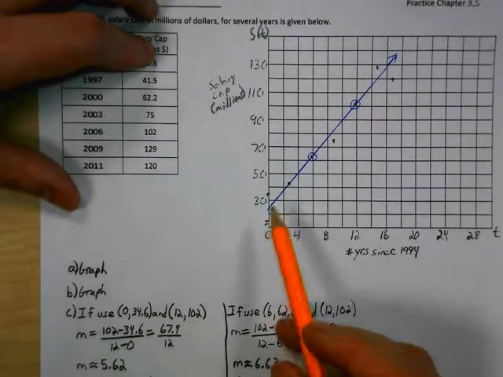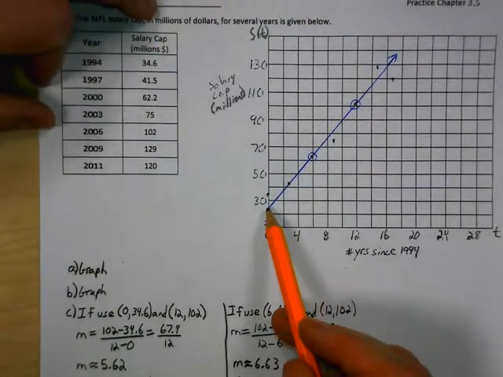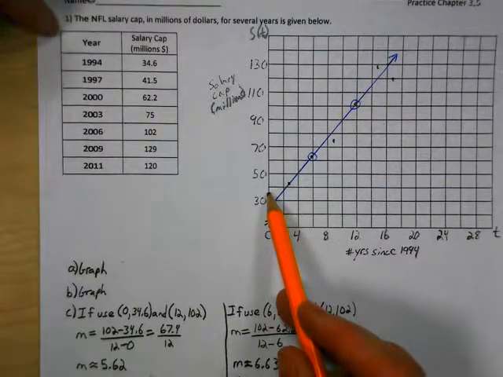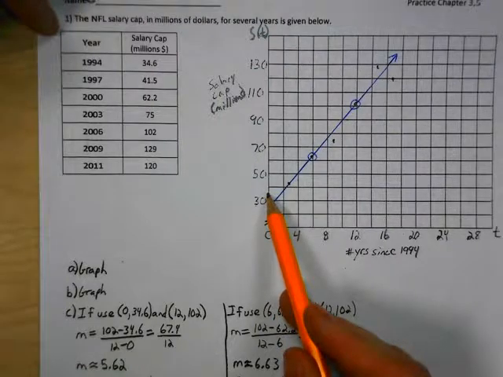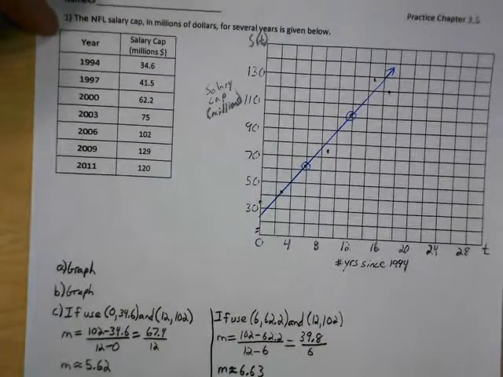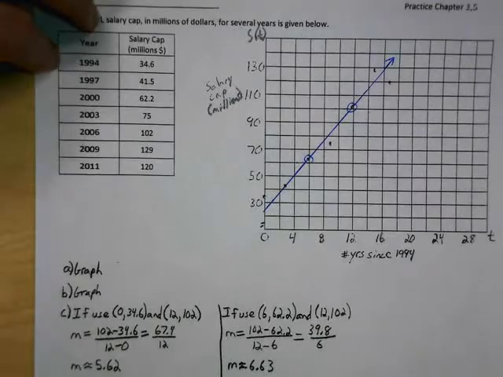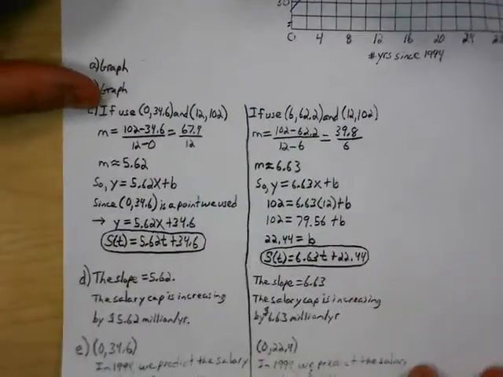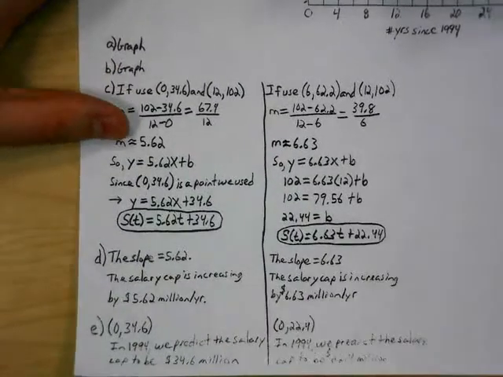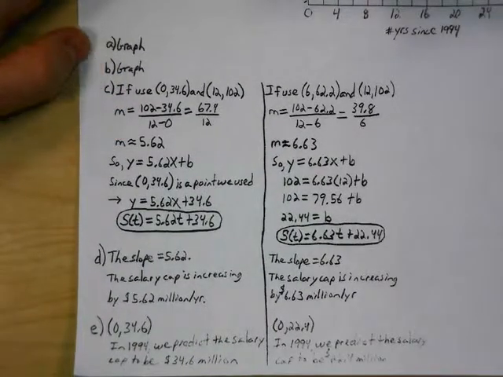And you can see that when you find the vertical intercept, it's going to be less than what the actual value was, 34.6 million in 1994. So for the linear model, if you use two different points rather than the actual value of (0, 34.6), you end up with a lower vertical intercept. So again, there's the work for each of those.